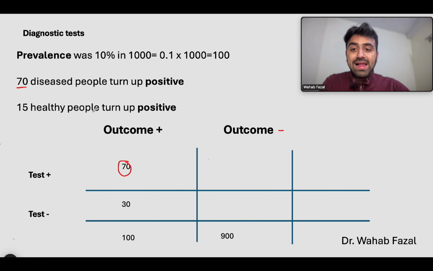Again, 15 healthy people turn up positive. These are false positives, meaning these people tested positive, but their outcome is negative. They don't have the disease. So if we write 15 over here, and subtract 15 from 900, that leaves us with 885. So these are the true negatives. These are the people who are true negatives.